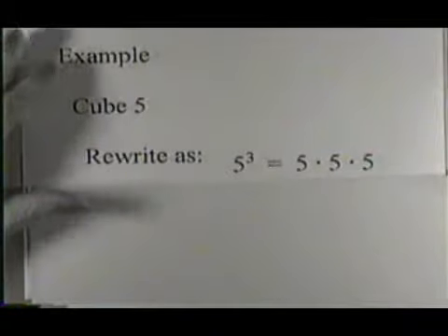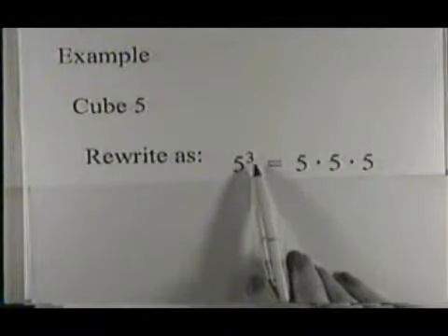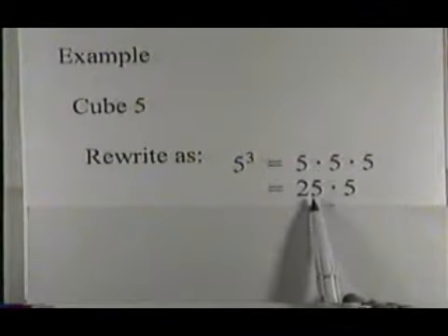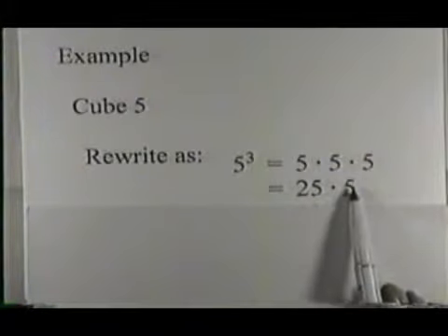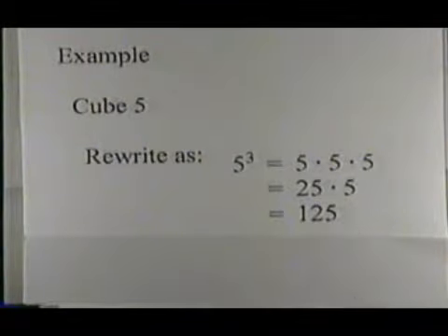Okay, let's take this example. This says to cube 5. Now when I see cube 5, I know that means I have an exponent of 3 on the 5, on a base of 5. So I'm going to rewrite it. Just like I said, it's an exponent of 3 on a base of 5. So cube means exponent 3. Well, this means 5 times 5 times 5. Multiply 3 5's together. Multiply the first 2 together. 5 times 5 is 25, and then this little guy's left over here. Then 25 times 5 should give you 125 as a final answer.